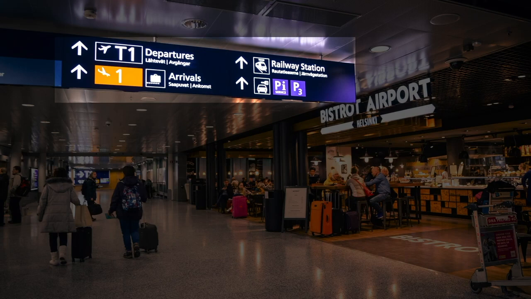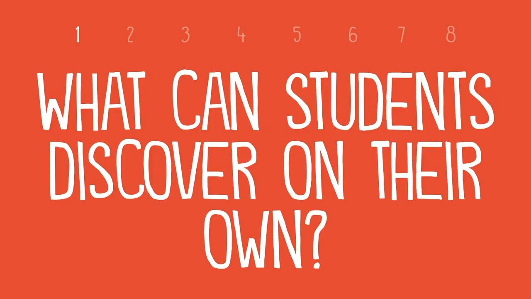And you'll find that even when you fly internationally, there are times where it's so intuitive that you just know how to navigate an airport. I was in the Netherlands, flying out of Amsterdam, and the airport was incredibly logical and intuitive, and I just knew where to go. I love asking this question, what can students discover on their own?